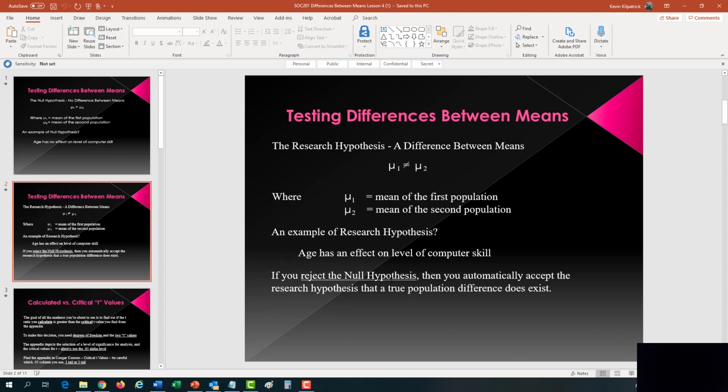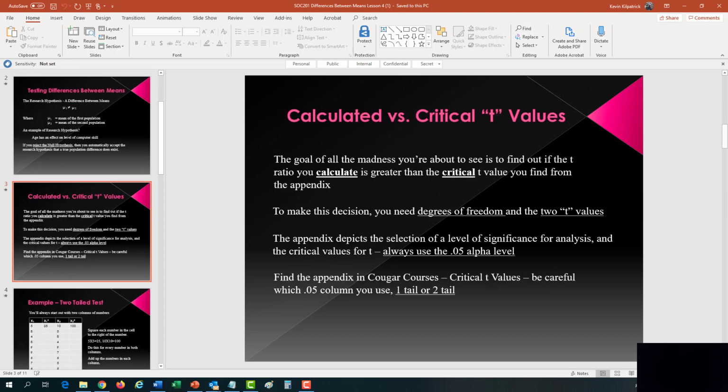If you reject the null hypothesis in any problem, then you automatically accept the research hypothesis that a true population difference exists. And we're going to do a whole lot of math to find these two t values. And then we're going to make a decision. We're either going to accept or reject that null hypothesis.